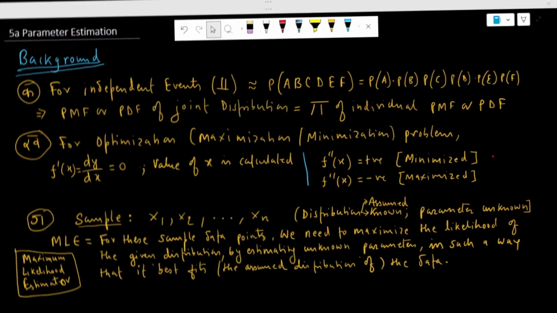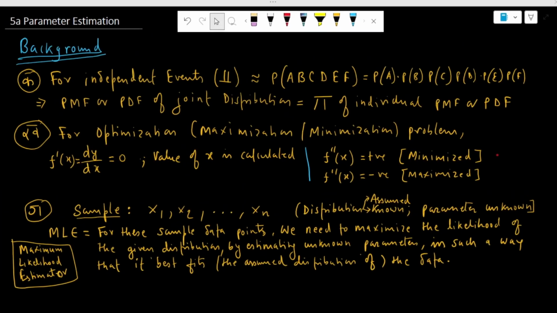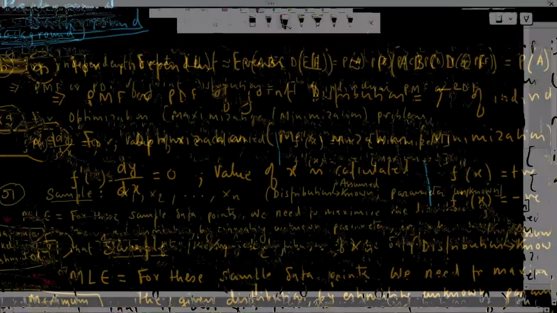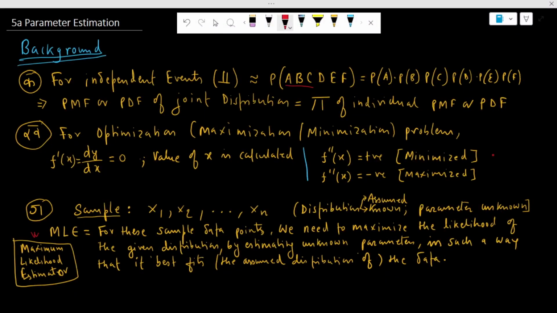In this video, we'll discuss parameter estimation, especially the maximum likelihood estimator. For independent events, the joint probability is equal to the product of their individual probabilities. In other words, the probability mass function or the probability density function of the joint distribution is equal to the product of their individual probability mass functions or probability density functions.